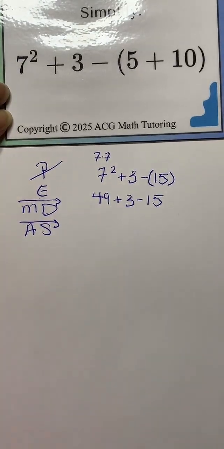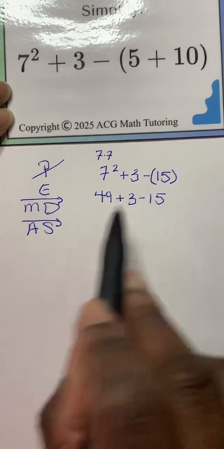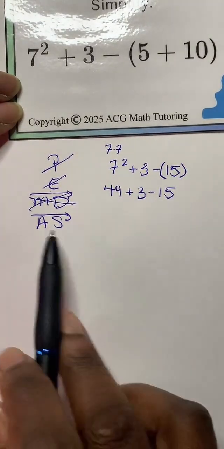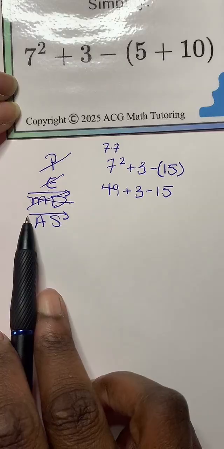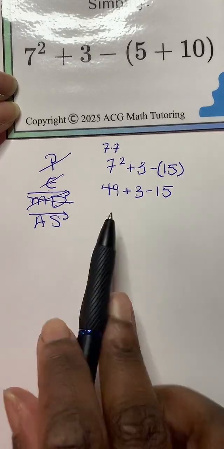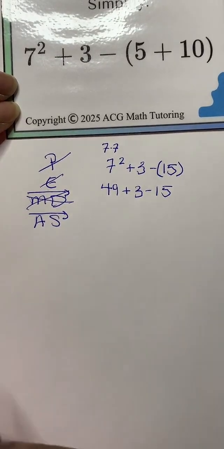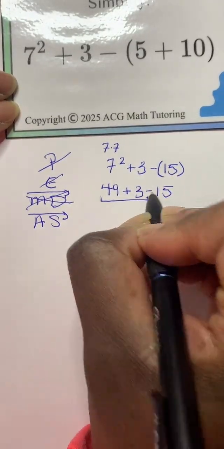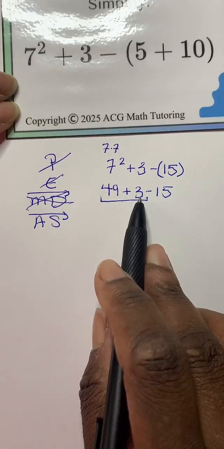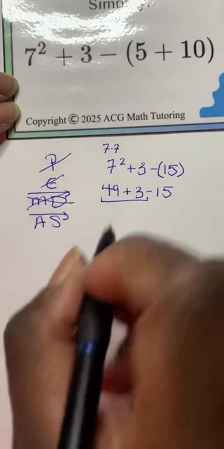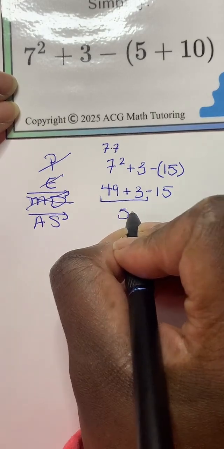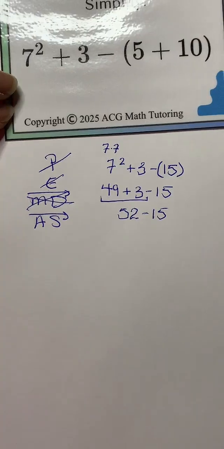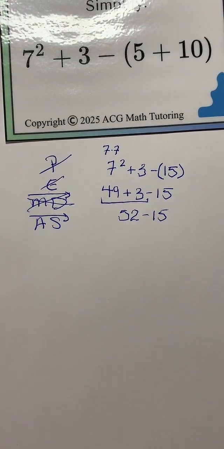So now we have to go. We have addition and subtraction. So we don't have any multiplication to worry about. But we have to do it from left to right. This is the part that screws everybody up, the whole left to right thing. So that means we need to combine our 49 and the 3. So 49 and 3, that will give us our 52. And then we have our minus our 15. So now we're going to take that 52.